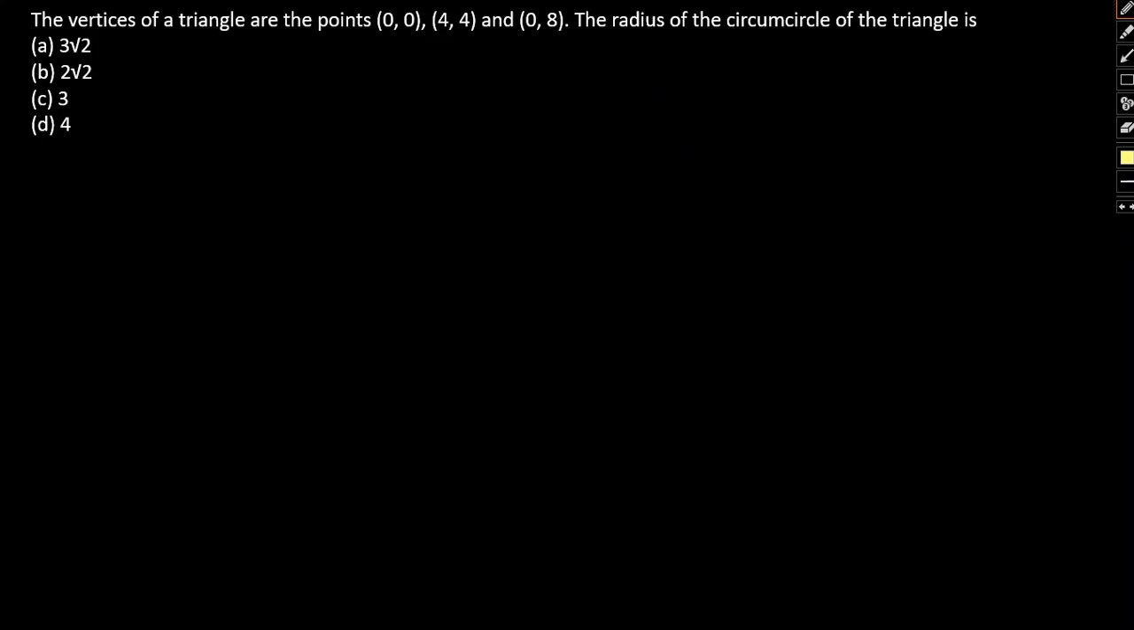So the second question: the vertices of the triangle are (0,0), (4,4) and (0,8). The radius of the circumcircle of the triangle is... so we need to find the circumradius. So let's do one thing. Let us draw the triangle first.